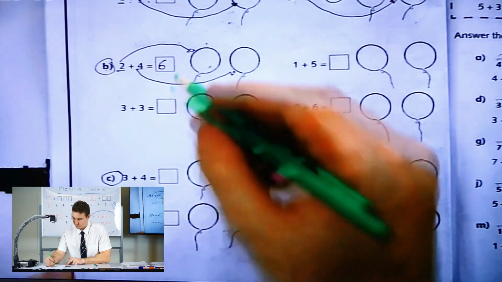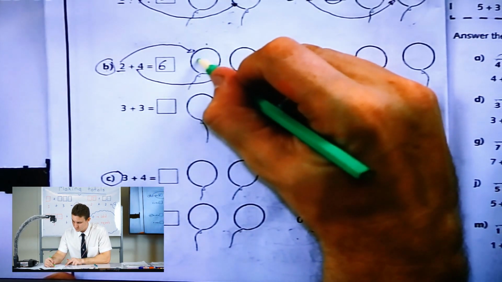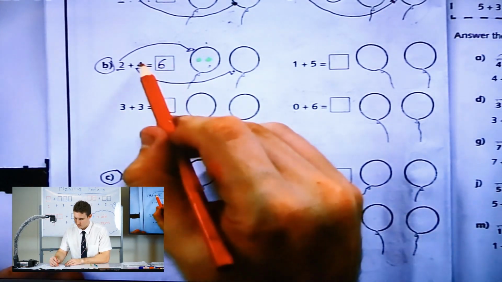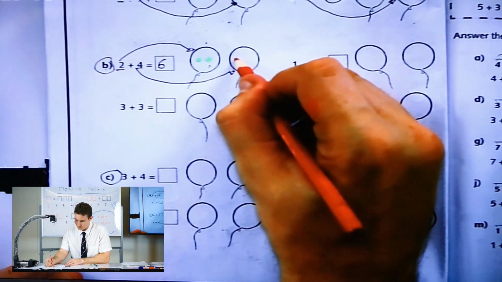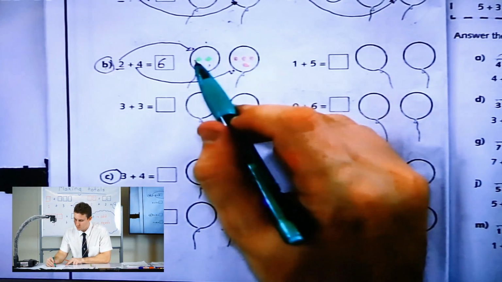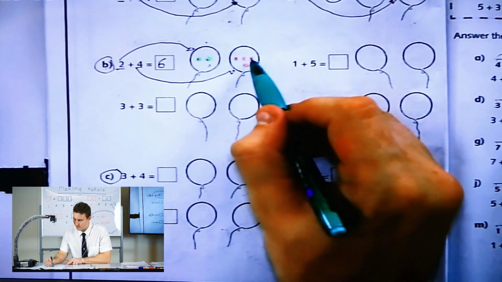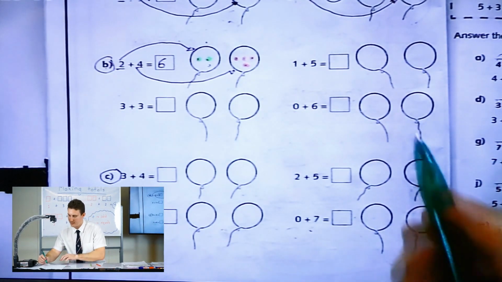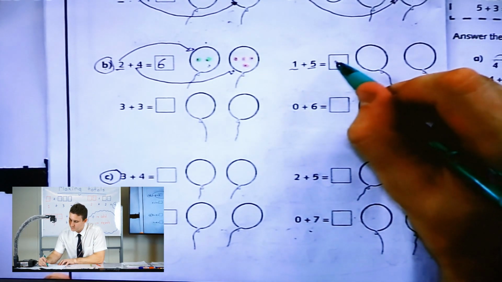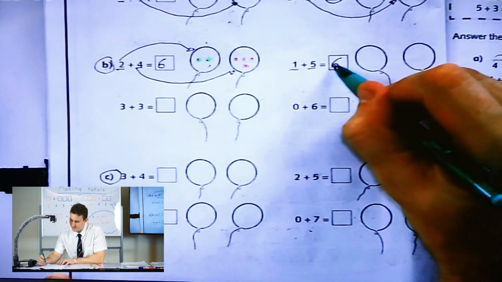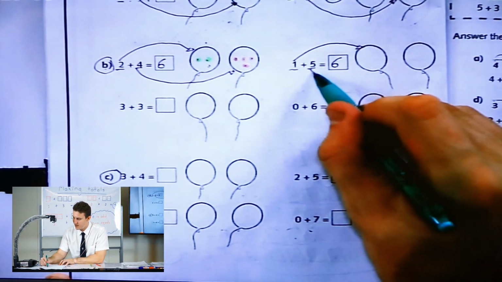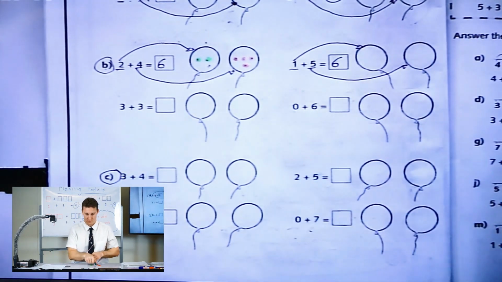Get my spots, green first, so we're going to go 2. The second one, I'm going to put in 1, 2, 3, 4. Good. So we have a total 1, 2, 3, 4, 5, 6. Okay, next example. 1 plus 5 equals 6. Yay. Now let's put in 1 spot into there, 5 spots into there.